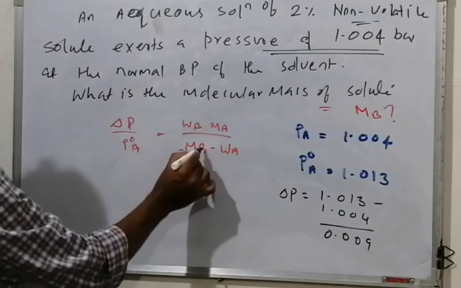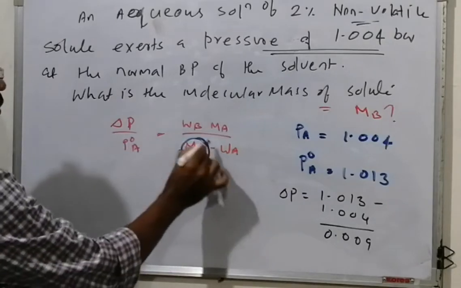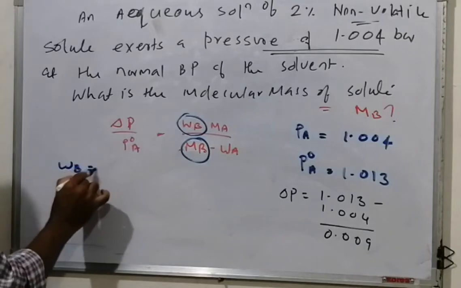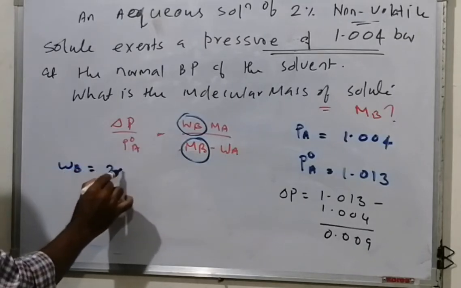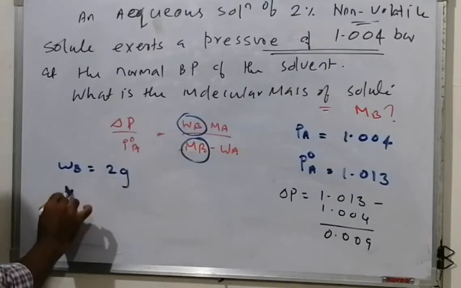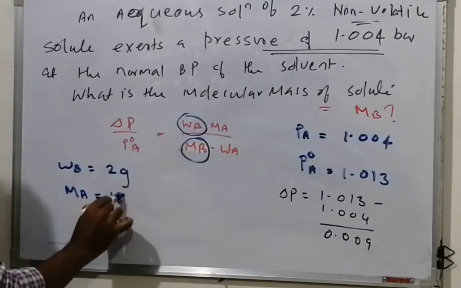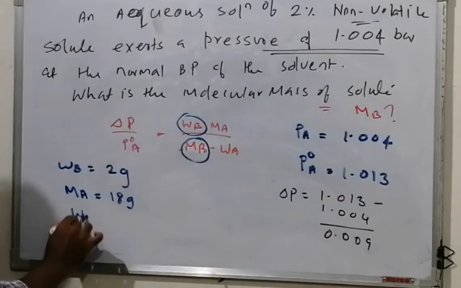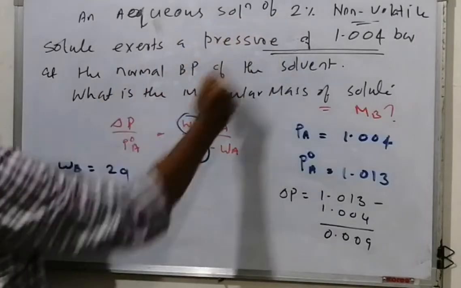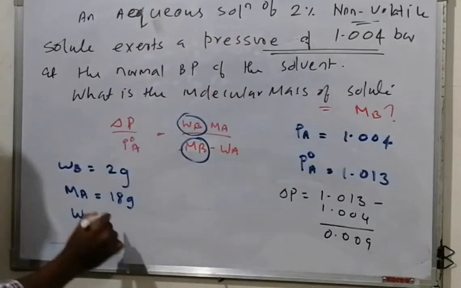Now we want to know WB. What is WB? Mass of solute. That is nothing but 2 gram because 2%. What is MA? Molar mass of water, that is 18 gram. What is WA? Mass of solvent. In an aqueous solution of 2% non-volatile solute, 2% is taken as 2 gram, therefore the solvent is 98 gram.